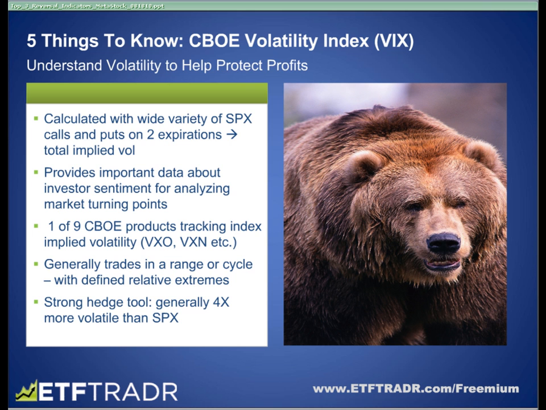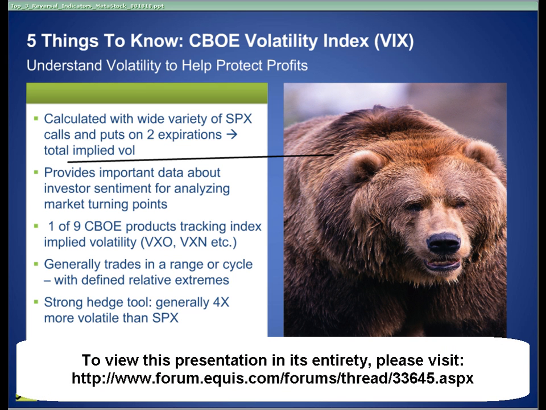Those of you that didn't know, the VIX is calculated based on SPX options. It's looking at 2 expirations, your front month and your second month. For those of you out there that are options traders, what months are we looking at? We're going to be looking at August and September. It's looking at several strikes around at the money, in the money, and out of the money, and taking an average of those implied volatilities.